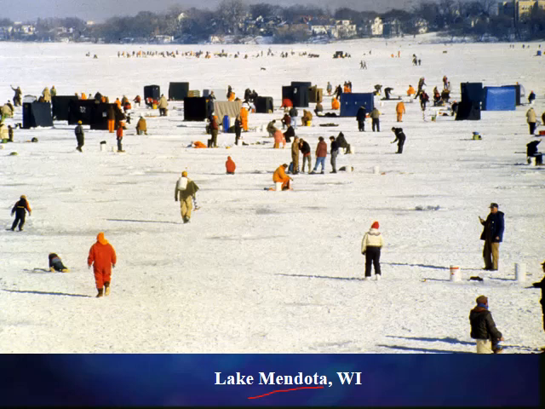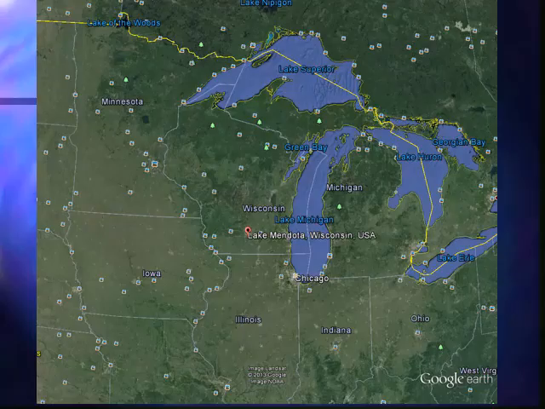Now, one of those old movies, Grumpy Old Men or Grumpier Old Men, had some good scenes of people ice fishing there. You might want to watch those. They're real funny. A lot of potty mouth in there, but they're really funny movies.